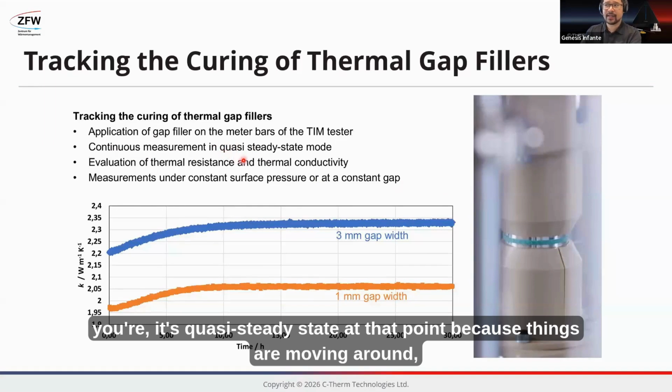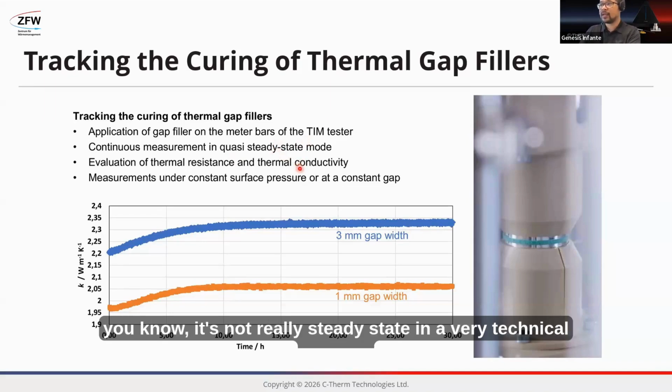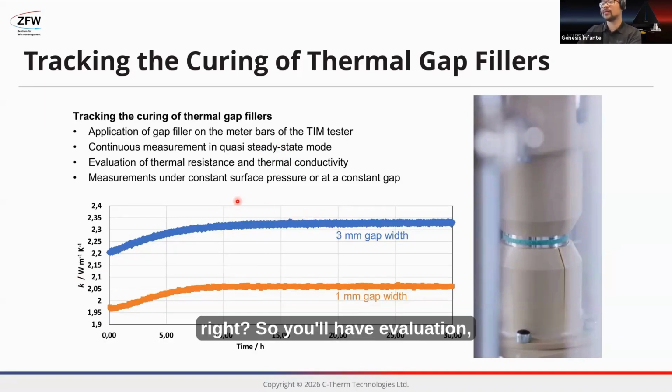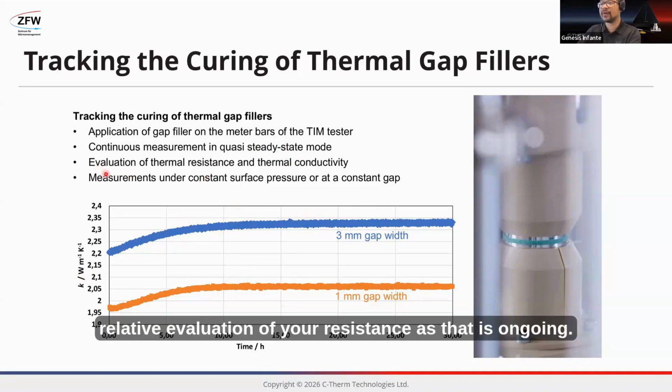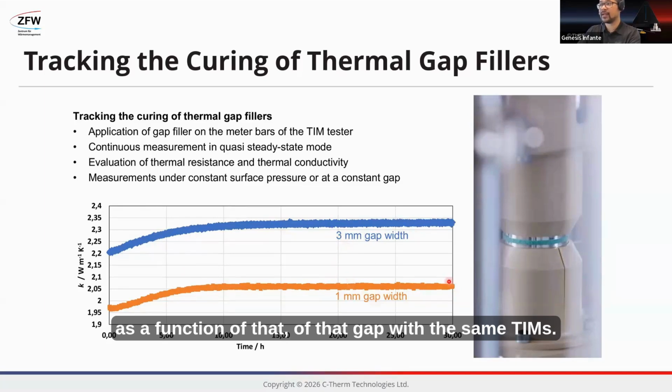it's a quasi steady state at that point because things are moving around. The heat flux itself is not really steady state in a very technical manner, but what you're getting is that direct output of that transient condition, right? So you'll have a relative evaluation of your resistance as that is ongoing. And you can control that as a function of constant pressure or constant gap. So you can see there are different properties as a function of that gap with the same tips.